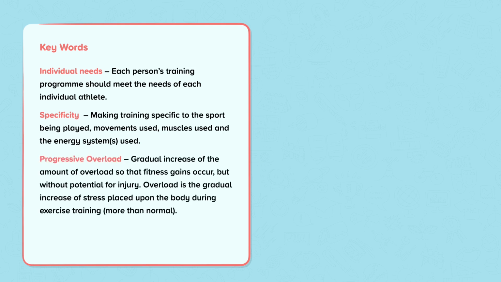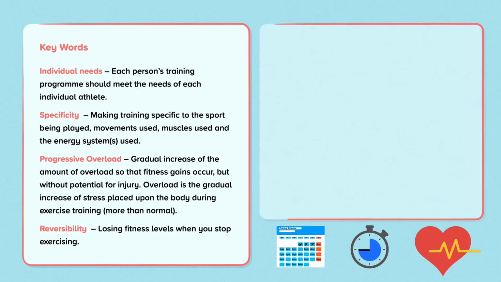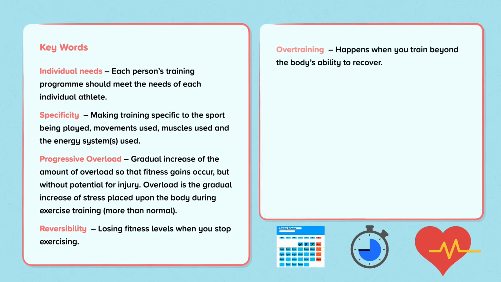Progressive overload is a gradual increase of the amount of overload so that fitness gains occur but without potential for injury. Overload is a gradual increase of stress placed upon the body during exercise training, more than normal. Reversibility is losing fitness levels when you stop exercising. Overtraining happens when you train beyond the body's ability to recover.